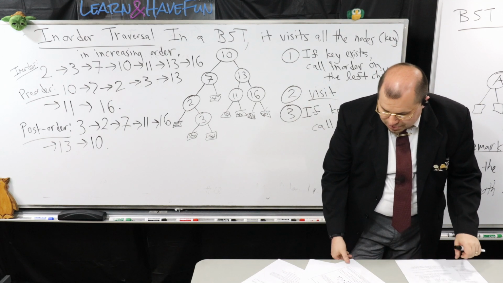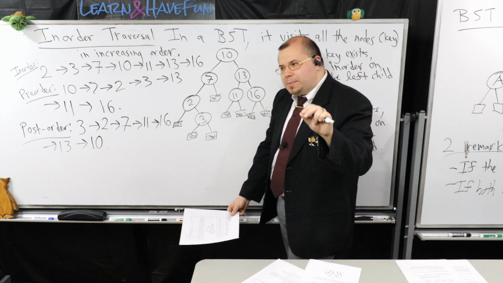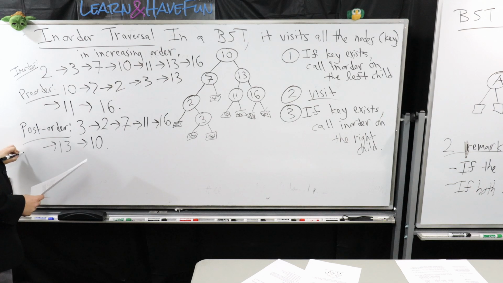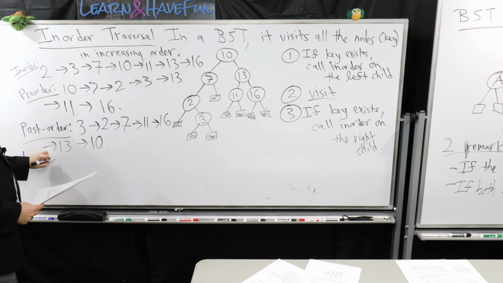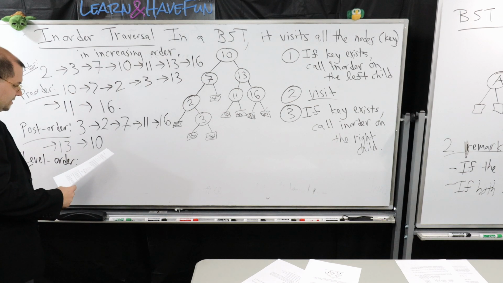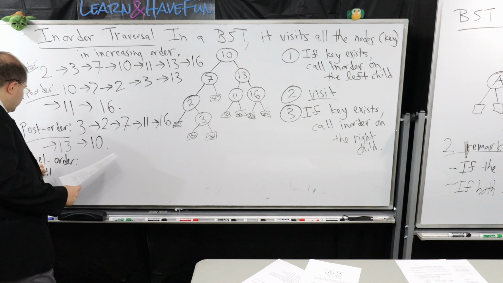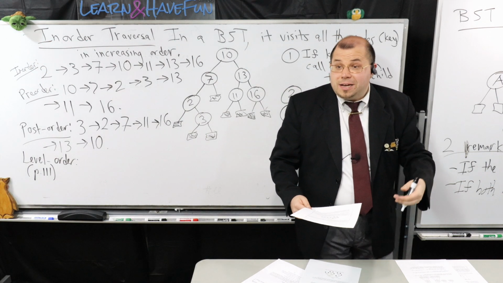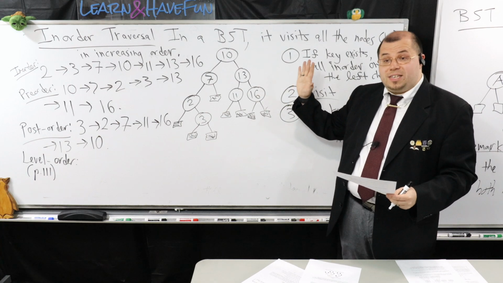But there's one other kind of traversal that I'm not going to talk about here so much in detail, but believe it or not, you can actually adapt a queue to traverse the tree as well. It's using something called a level order traversal. So I want you to just read about this in the notes. It's on page 111. I'm going to walk you through the idea here. And actually, I give an explanation of how you do this. It actually uses a queue.